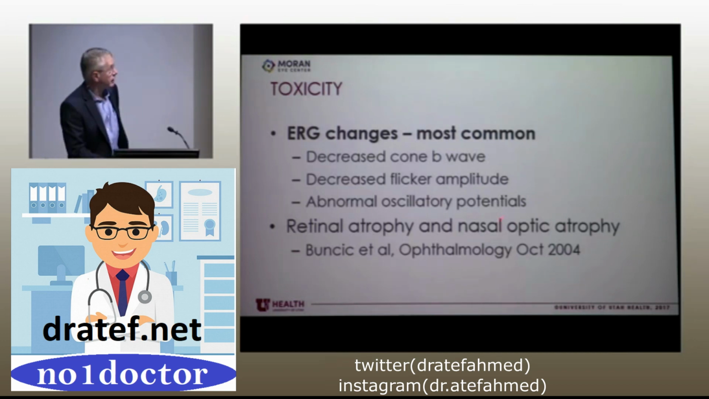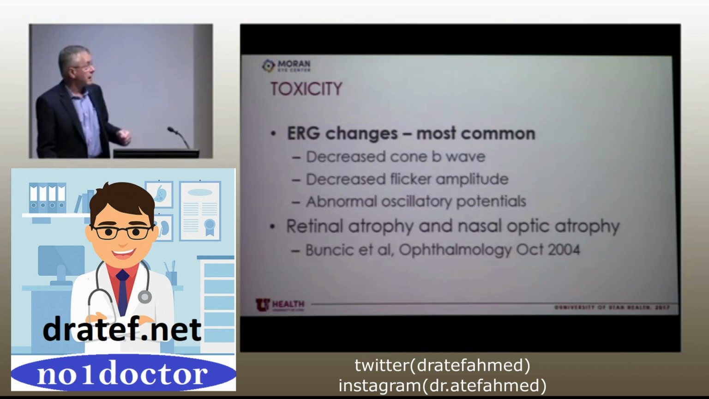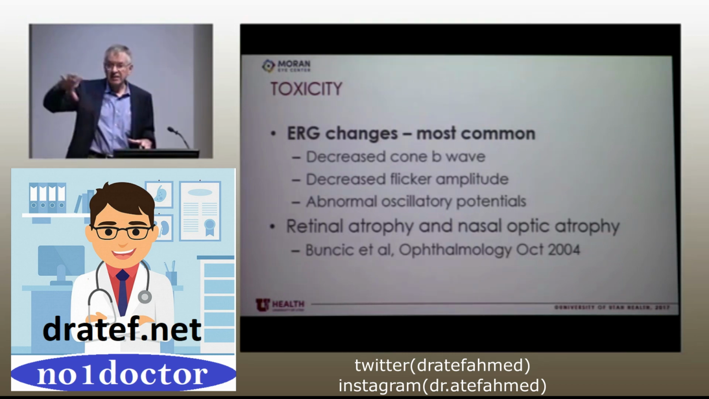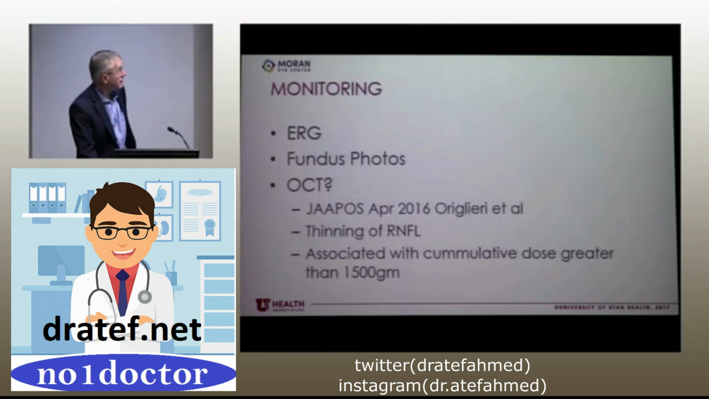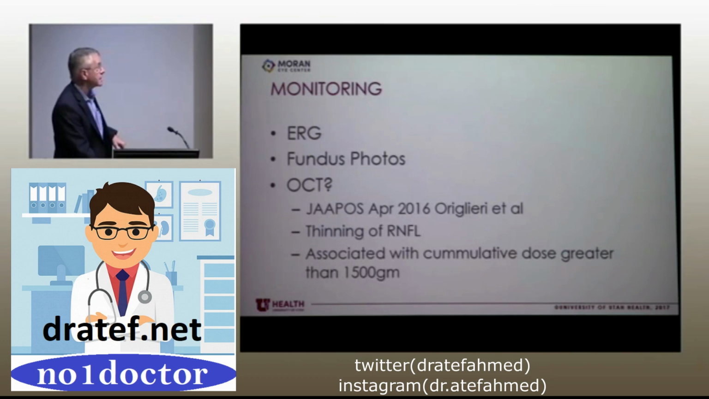Now, the ERG changes that Dr. Creel identified years ago include a decrease in the cone B wave, decreased flicker amplitude, and the thing that most people remember is absence of oscillatory potentials, those little spikes you see on the elevated portion of the B wave in the electroretinogram. Nasal optic atrophy and nasal, kind of segmental, retinal atrophy were described by Ray Buncic at Hospital for Sick Kids in Toronto back in 2004. For monitoring, again, electroretinogram, fundus photos, and OCT.